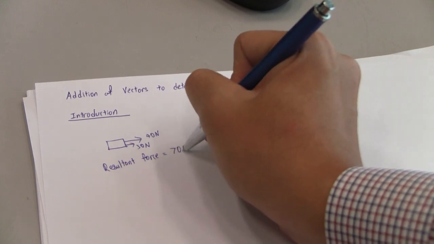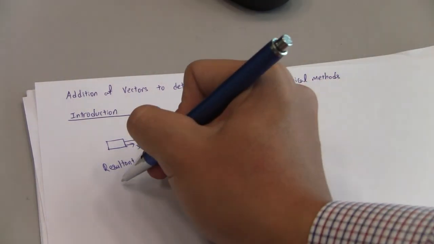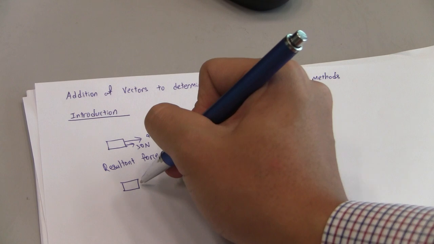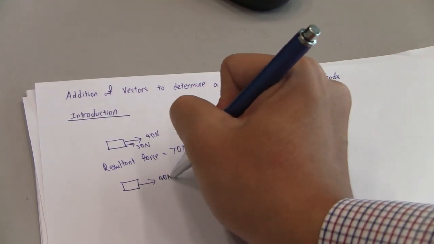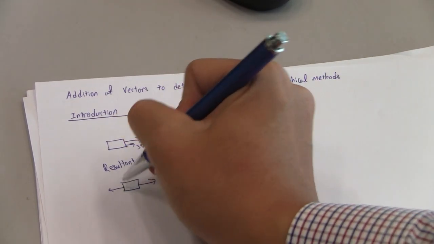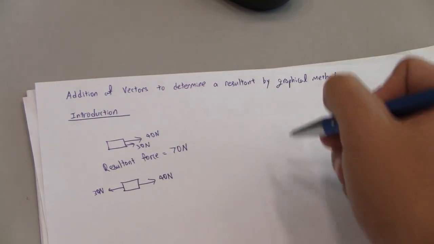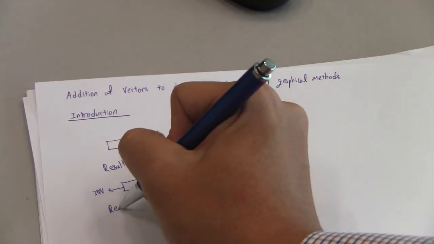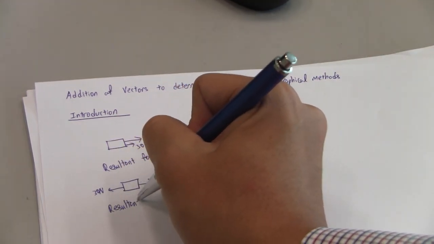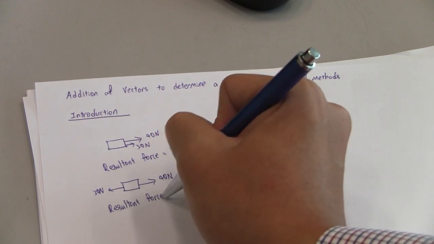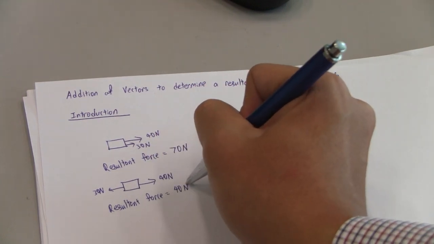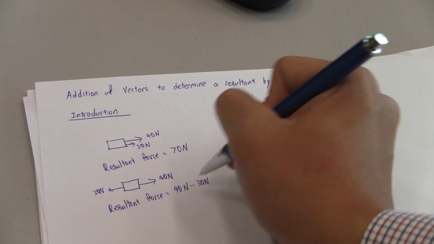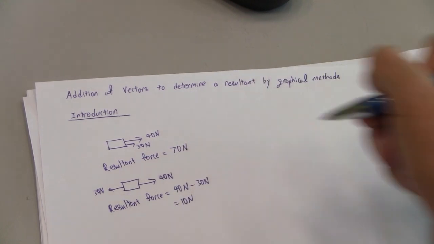is 70 Newton. Now, if these forces are parallel, meaning 40 Newton here, and even in the opposite direction, 30 Newton, it is still addition of the forces. It's just that the resultant force now is equal to 40 Newton minus the 30 Newton, equal to 10 Newton.